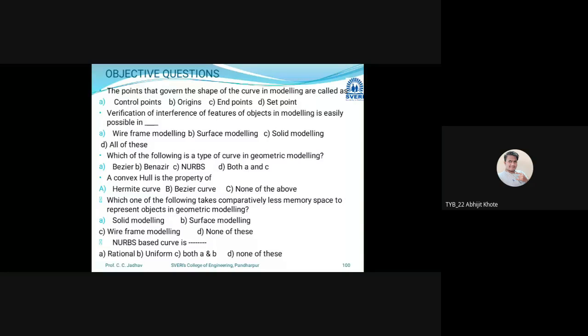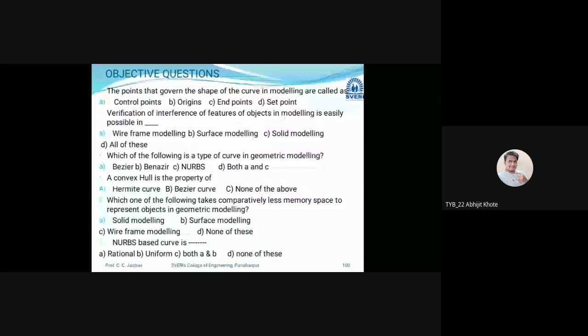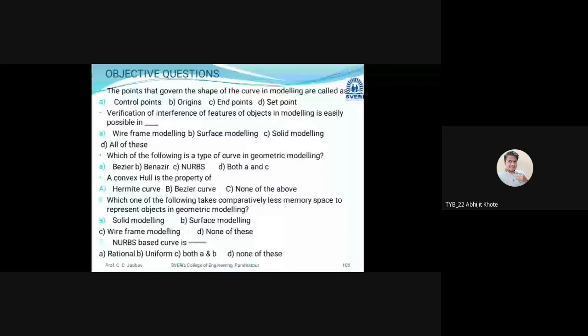Verification of interference of features of an object means assembly. Whatever assembly verification feature of that particular modeling is easy in which: wireframe, surface, or solid? I think you are not getting the things regarding the modeling.